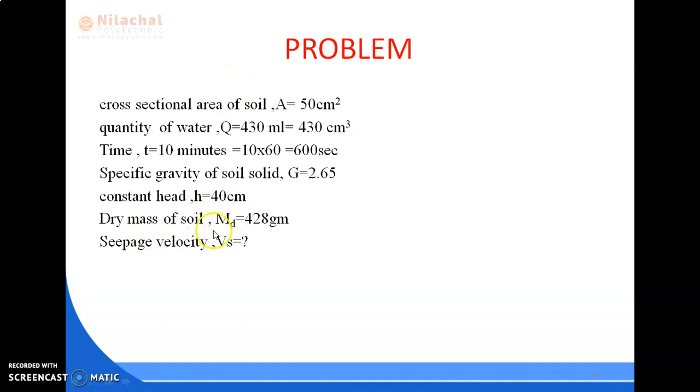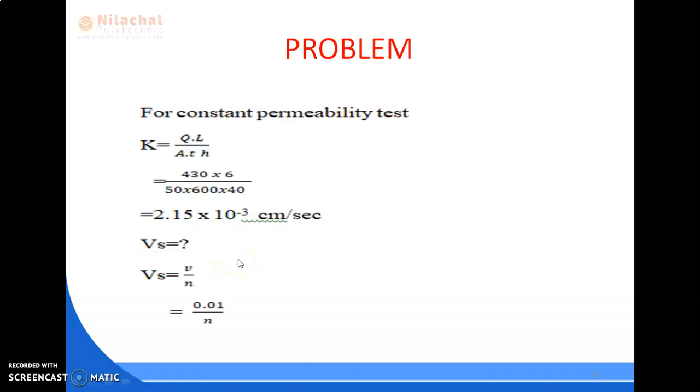Dry mass of soil, that means after oven drying, MD equal to 420 gram. We have to find out the seepage velocity, Vs equal to question mark. So let us solve it. For constant head permeability test, we already have this formula: K equal to QL by ATH. Here everything is given: 430 into 6 by 50 into 600 into 40. So we found this value, 2.15 into 10 to the power minus 3 centimeter per second. So one answer is completed.